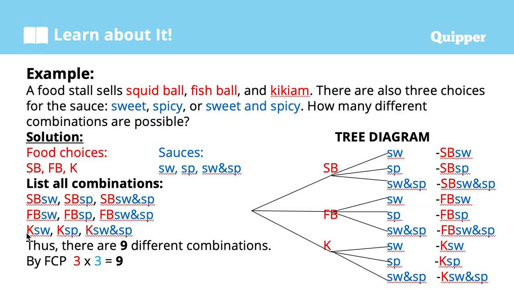Now, after we list all the combinations, we are now ready to count all of these combinations. So 1, 2, 3, 4, 5, 6, 7, 8, 9. Therefore, there are 9 different combinations.